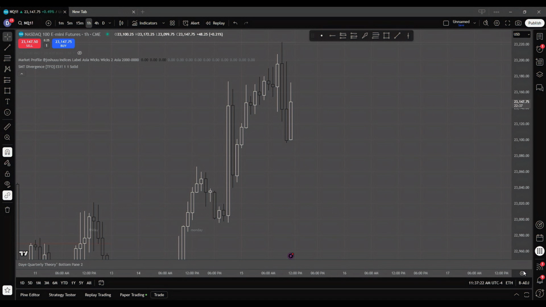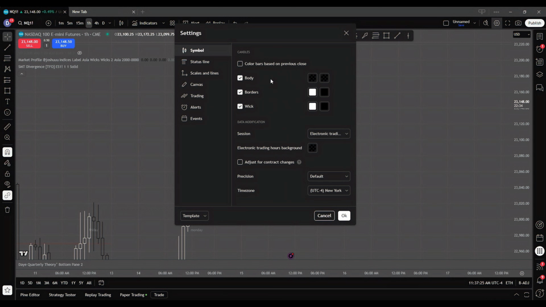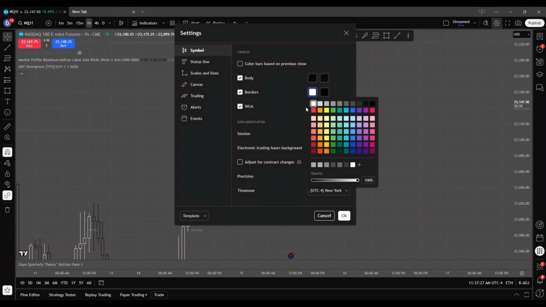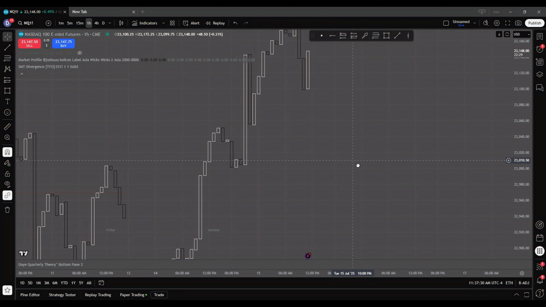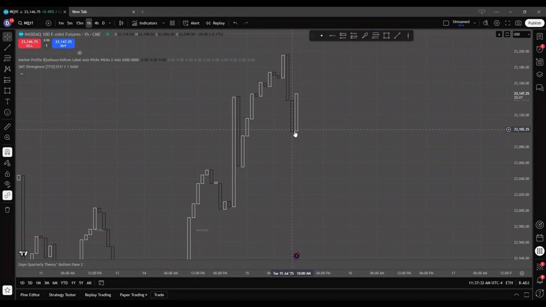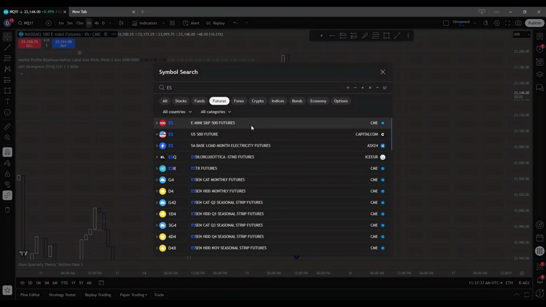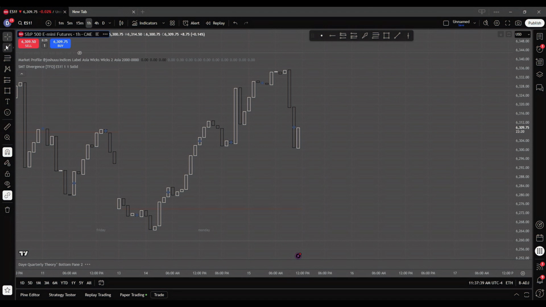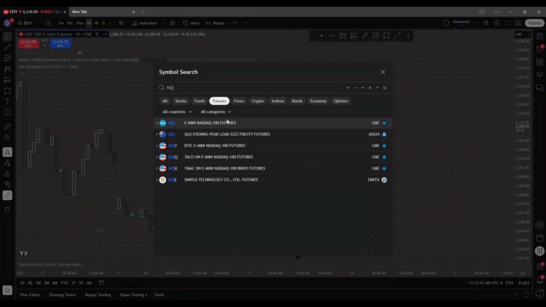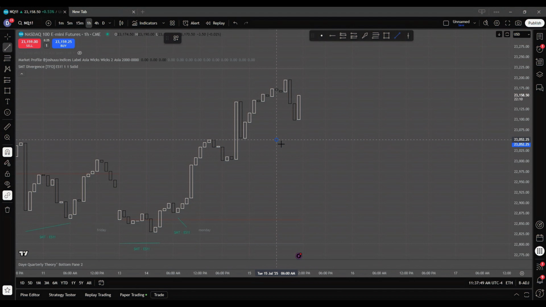But okay, what do we see? For a hidden body sequential SMT, we're really going to be looking at everything but the wicks. So turn off the wicks. So what do we see? This low was created here, and these lows were created here. Now let's look on ES. Oh, would you look at that? These lows actually got taken by ES, but NQ did not take those lows out. So what can we call that? A hidden body sequential SMT. HB SMT. That is basically all it is.